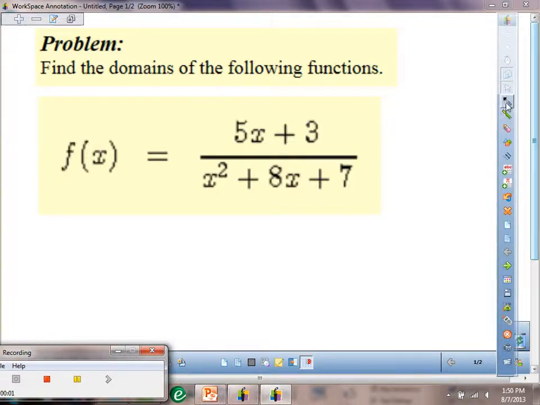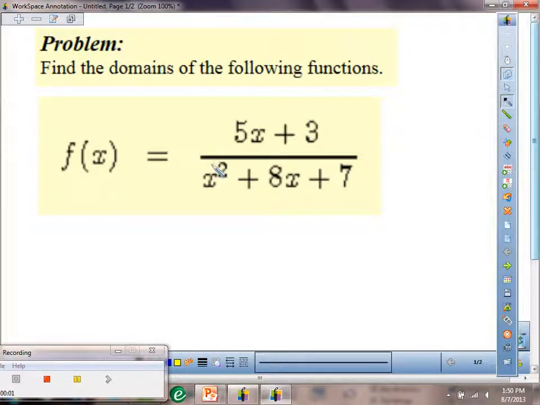Alright, now here we're going to be working on the domain of a function. Now we're given functional notation, so we know that this is the function. Typically, most of our domain restrictions fall into one of two categories: either we have a fraction look to it, so we have a rational, or we have a radical. In this case we have a fraction look to this, so we have a rational.